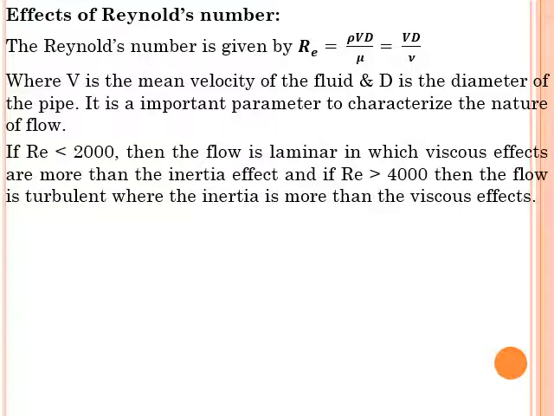So what are the effects of the Reynolds number? If the Reynolds number is less than 2000, then the flow is called laminar. In this case, the viscous effects are more than the inertia effects. If the Reynolds number is greater than 4000, then the flow is turbulent, where the inertia is more than the viscous effects.